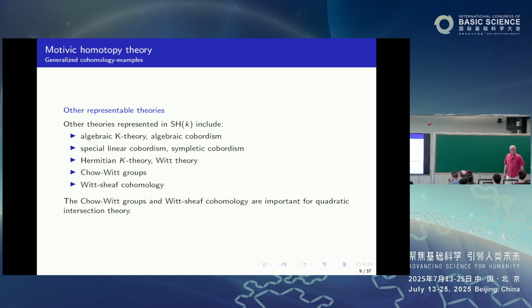All right. So other representable theories: you can represent algebraic K-theory, algebraic cobordism, if you're familiar with that. There's another type of cobordism built out of the special linear group. There's symplectic cobordism. You have Hermitian K-theory, which is the K-theory of quadratic forms. You have Witt theory, which is in some sense a quotient of Hermitian K-theory. And then you have two other theories, which I'm going to tell you about in some detail, Chow-Witt groups and Witt-sheaf cohomology. Those are the ones which are important for us for this program of quadratic enumerative geometry.